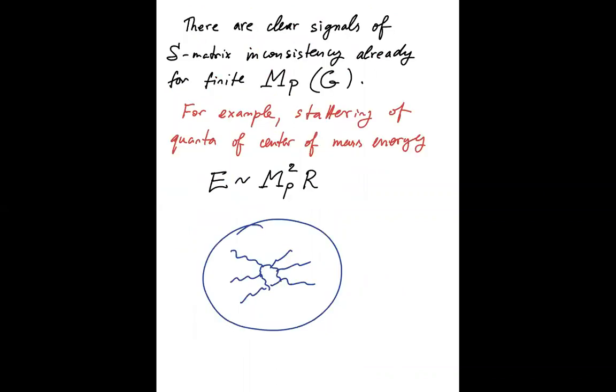There are also clear signals of the inconsistency of the S-matrix already for finite Planck scale. You can see very easily that if you want to define an effective S-matrix in de Sitter for finite Planck scale, for example, graviton scattering with center of mass energy comparable to this number, Planck squared times R, cannot be described.